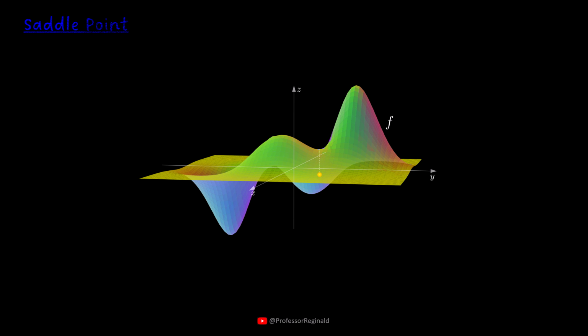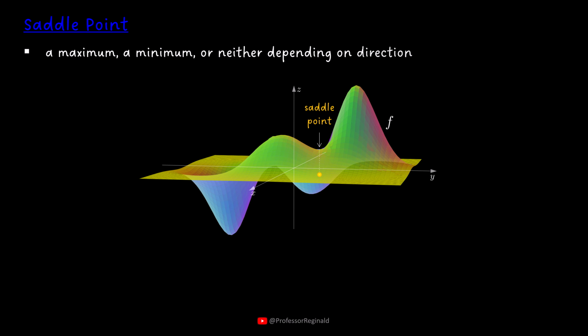Saddle point. It is a point in the surface that is a maximum, a minimum, or neither, depending on direction. But just like a maximum or a minimum, it is located at a stationary critical point, where the first-order partial derivatives of the function are both zero.